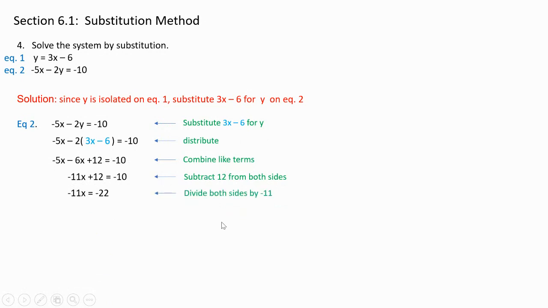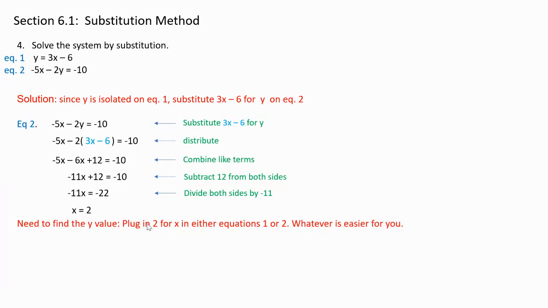Now I'm going to divide both sides by negative 11, so I get x equals 2. After you get the x value, then you have to find the y value, because it's an ordered pair. It has an x value and a y value. So here we need to find the y value, because I already found the x. So I'm going to plug in 2 for x in either equation 1 or 2.